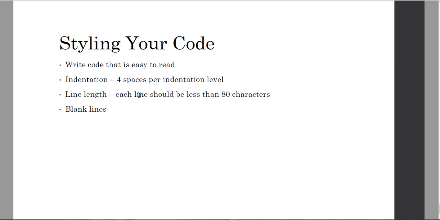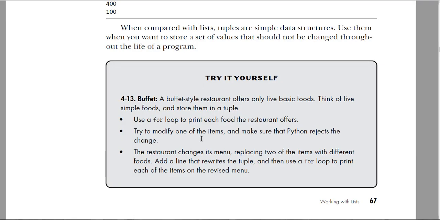Line length: each line should be less than 80 characters, so 1 through 79. And then use blank lines to make your code more readable. Again, the editor is set up here with that number of characters, so just let your editor do the wrapping, especially as we get into our alien invasion project, which will be beginning shortly. So let's look at that last lab, and that's 4-13.